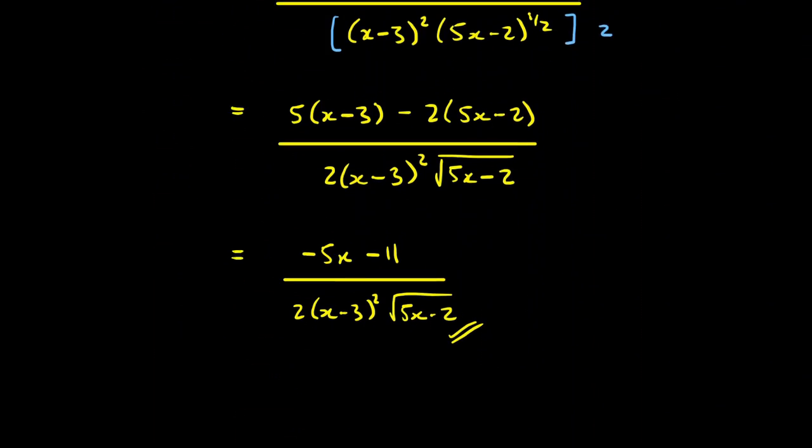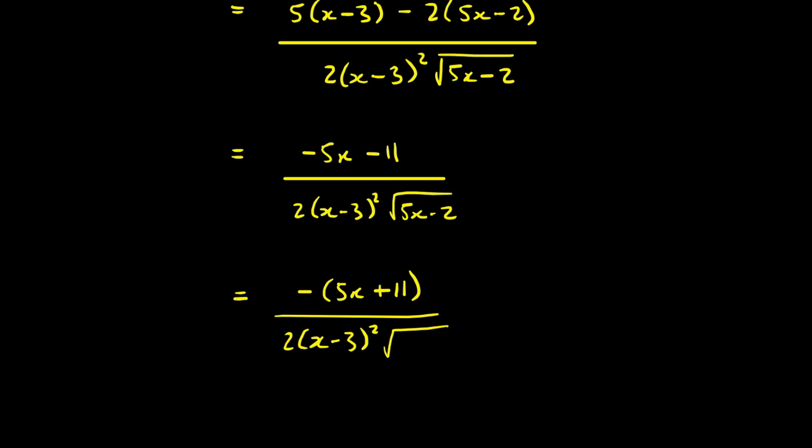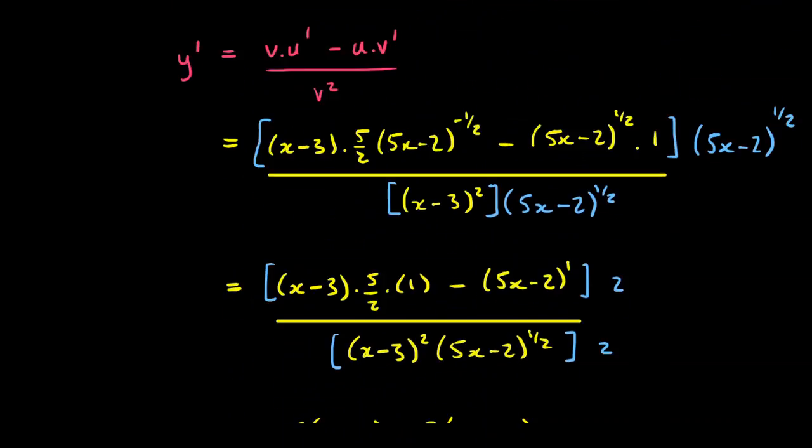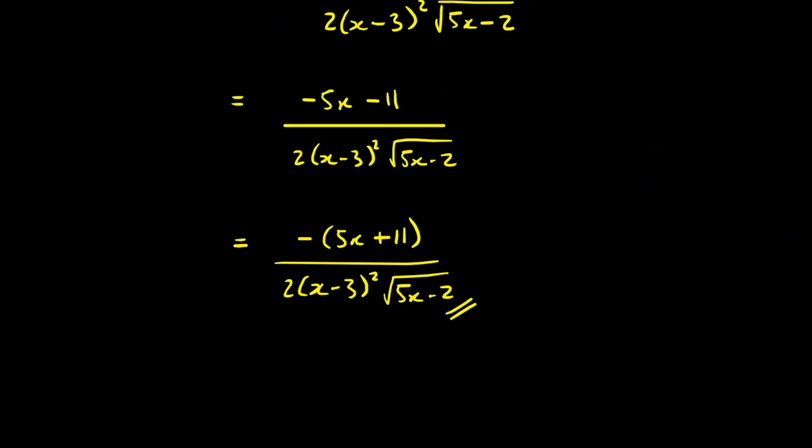So if we were going to just factorize, I think, because it wants us to factorize the numerator, negative bracket 5x plus 11, all divided through by 2 bracket x minus 3 squared, square root of 5x minus 2, just to get it in the exact form that they want, which means that our A will be 5 and our B will be 11. Okay, I'm just going to double check that answer against the mark scheme. Yep, 5 and 11 is the correct answer.